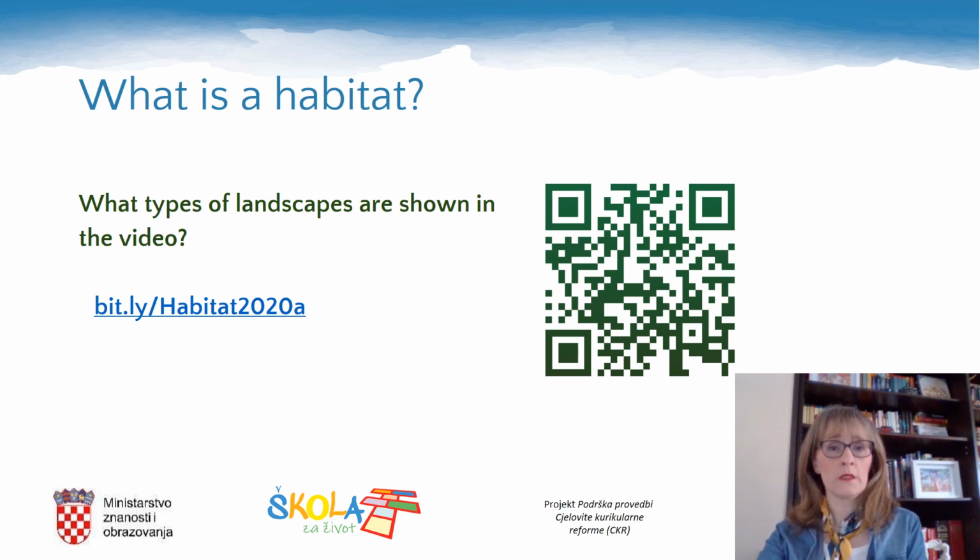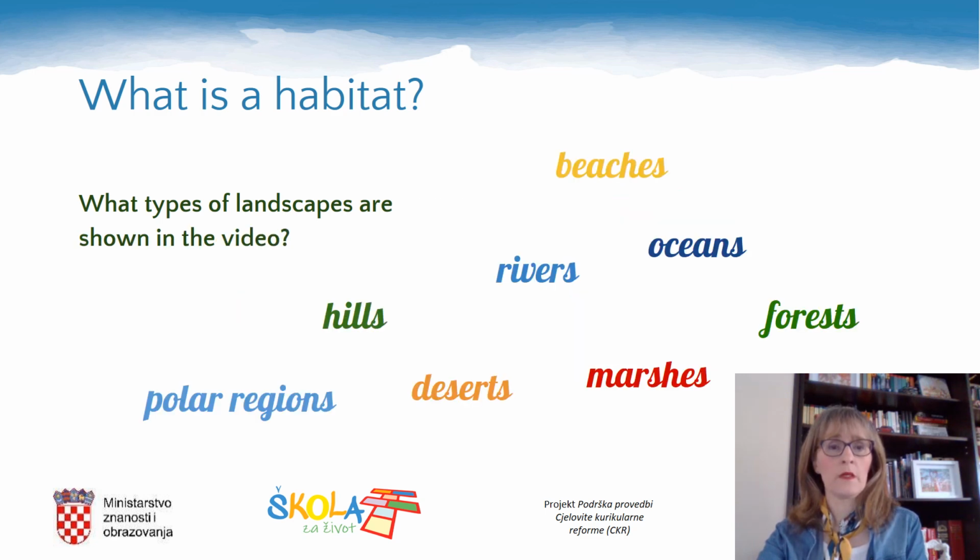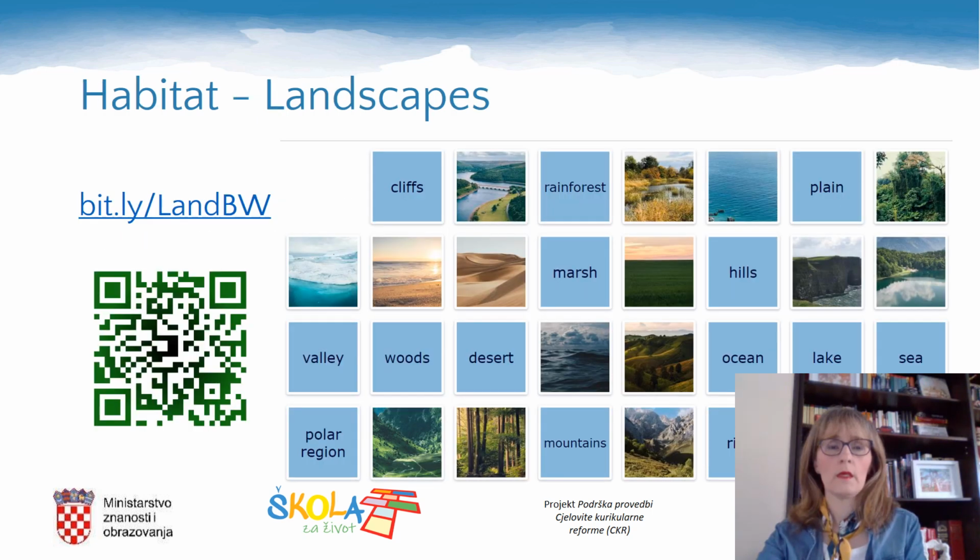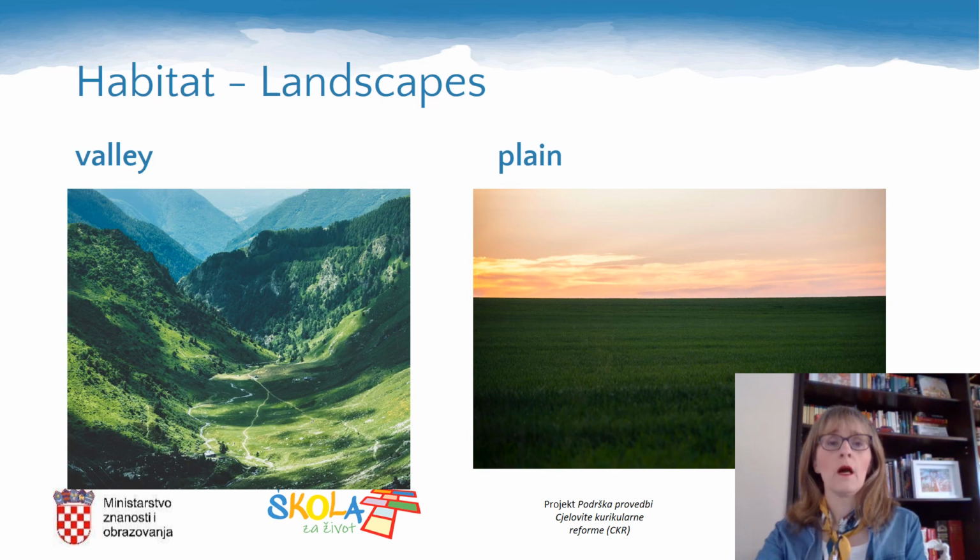Now watch the video once again. This time make notes of the types of landscapes you see. Do you have some of these landscapes on your list? This matching task is also about natural landscapes, but there are more of them in the task than in the video. Match the landscape words with their pictures. I hope the quiz wasn't difficult. Let's compare some of the landscapes now.